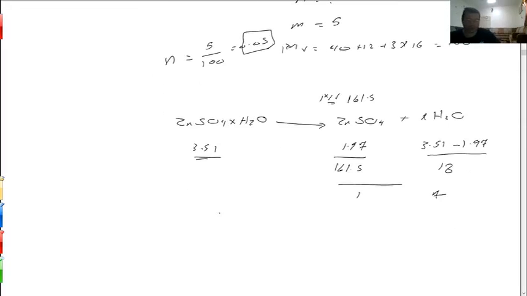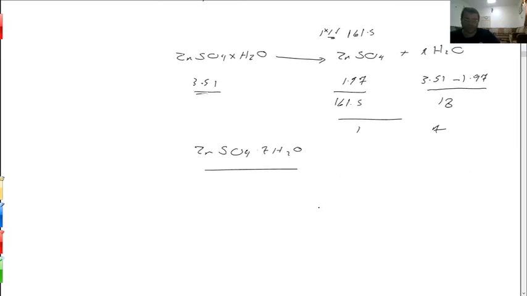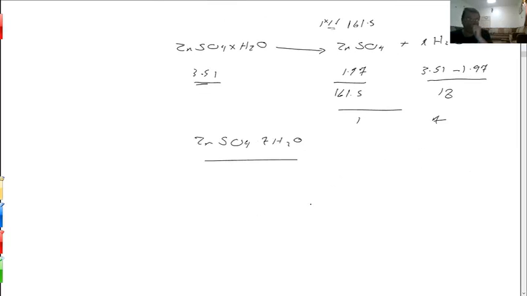So the final formula for this one is ZnSO4.7H2O. This is using the first rule in finding the chemical formula for a chemical compound. Even this rule can be used to find the empirical formula for a chemical compound. What's the empirical formula? Empirical formula is the simplest ratio between the atoms in a chemical compound.